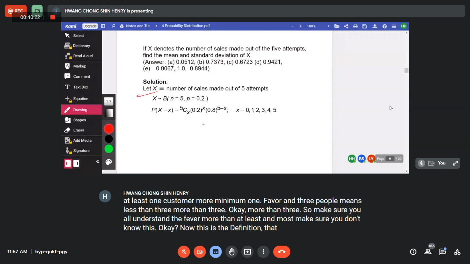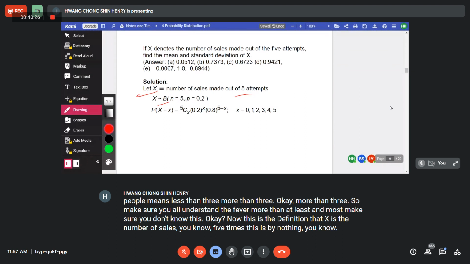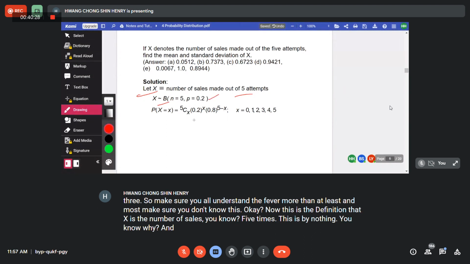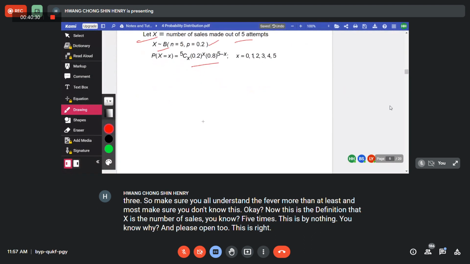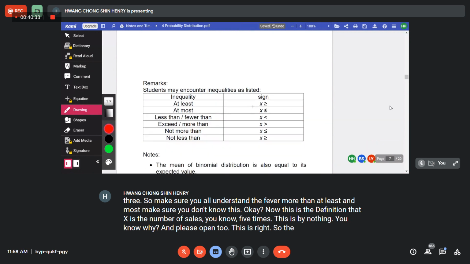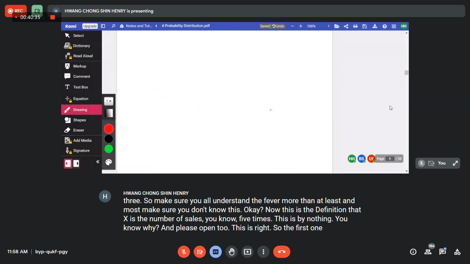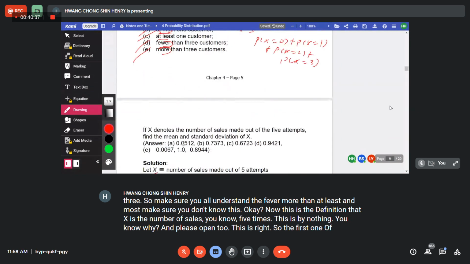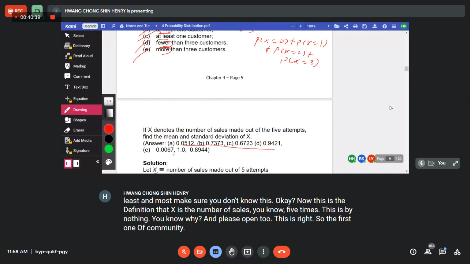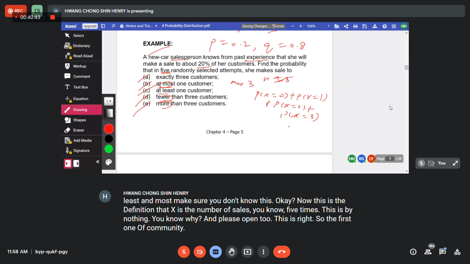Okay, now this is the definition. Let X be the number of sales out of 5 times. This is a binomial with n equals 5 and p equals 0.2. This is the formula, right? Okay. So the first one, can we calculate this one? I give you all 3 minutes to calculate exactly 3.